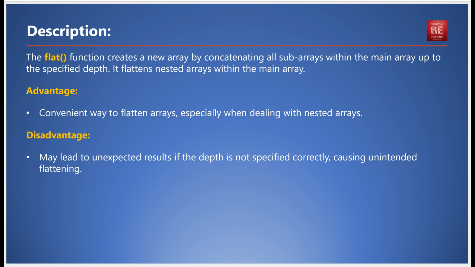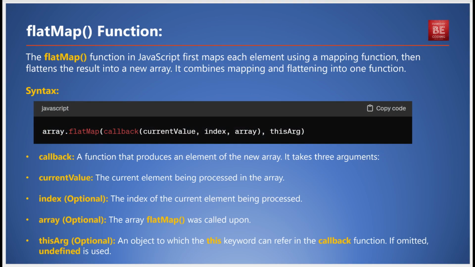The depth specification might lead to unexpected results if not set correctly, causing unintended flattening of the array. Next up is the FlatMap function. This function is a bit more complex, as it first maps each element using a mapping function, then flattens the result into a new array.